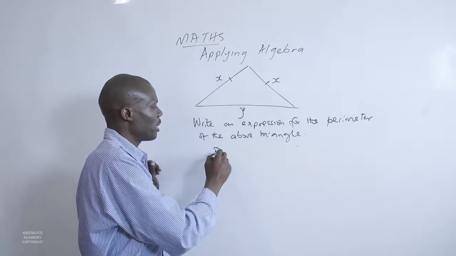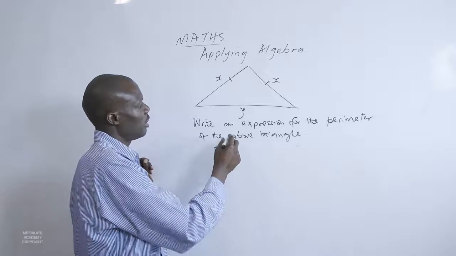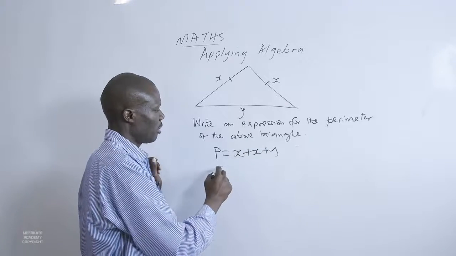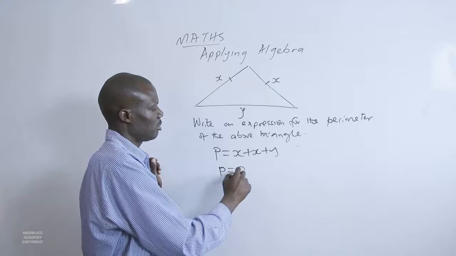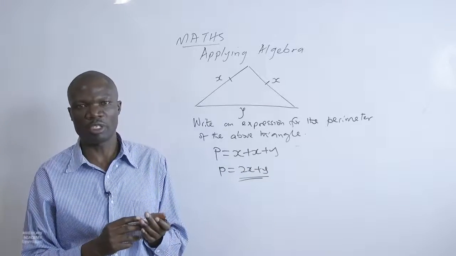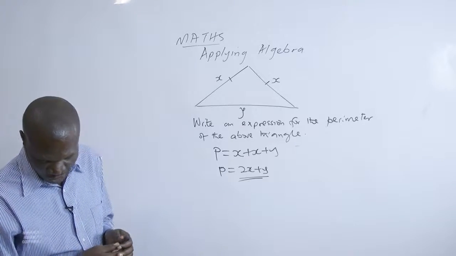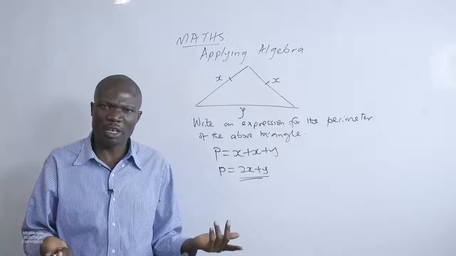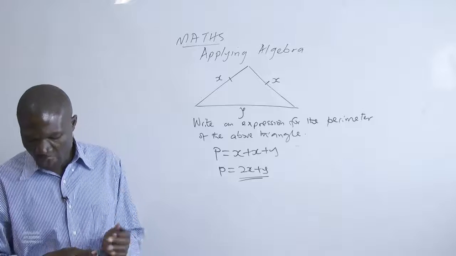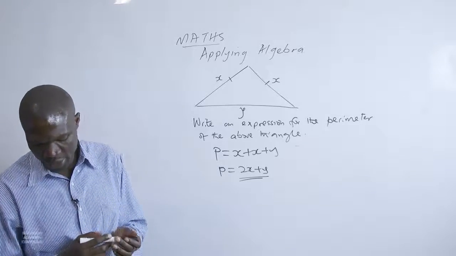We know that the perimeter, let me call it P, is equal to x plus x plus y, which comes to be 2x plus y. That is the expression for the perimeter. Now supposing we have been assigned some values of x and the values of y, as you can see, find the perimeter given that x is 3 and y is 2.